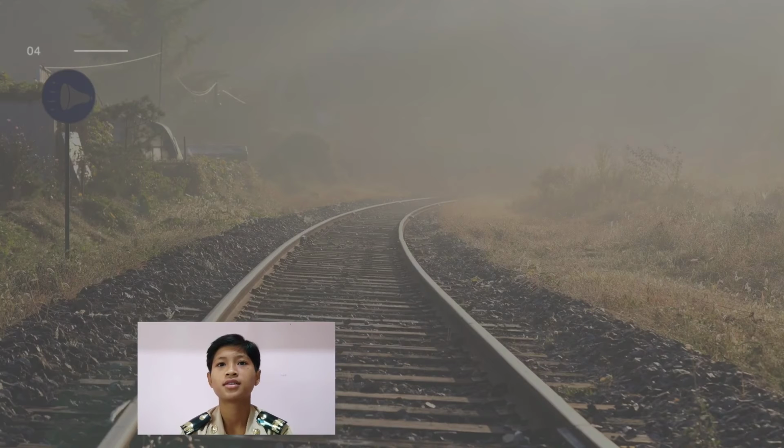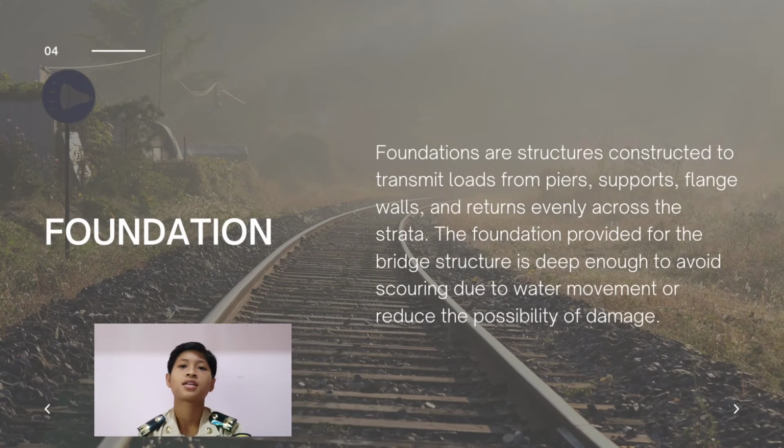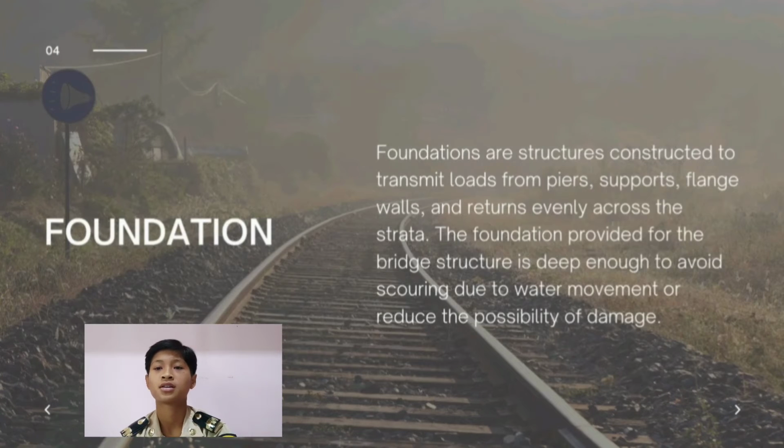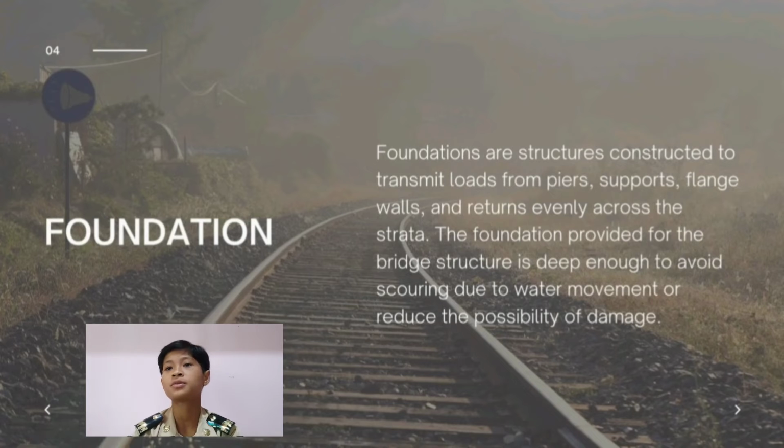Next, the second component is the foundation. Foundations are structures constructed to transmit loads from piers, supports, wing walls, and returns evenly across the strata. The foundation provided for the bridge structure is deep enough to avoid scouring due to water movement or to reduce the possibility of damage.